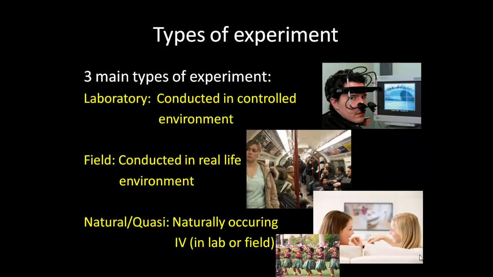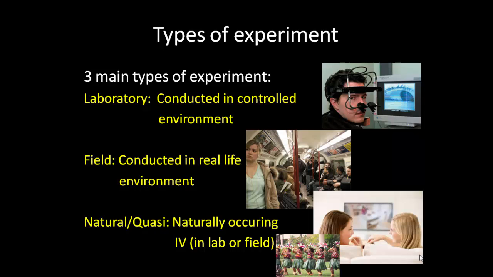In lab experiments, and sometimes in field, the researcher can decide who goes in which condition. We can randomly allocate participants to conditions, and this gives us control. In a natural or quasi-experiment, this isn't possible. Nature has already decided the brunettes are going in the brunette condition and the blondes are going in the blonde condition. We've got no control over that.